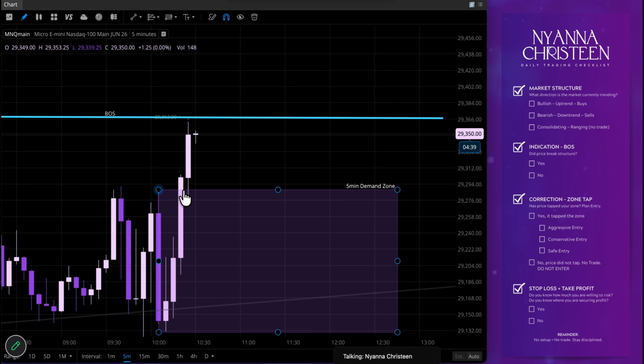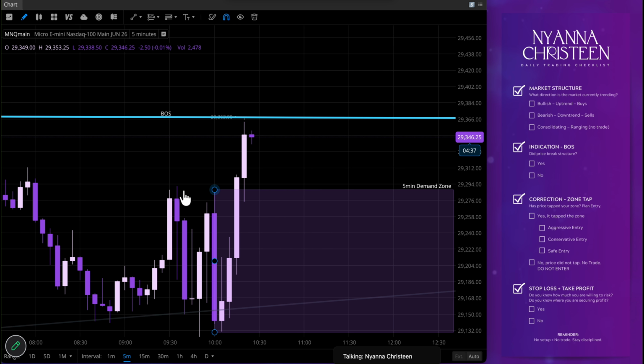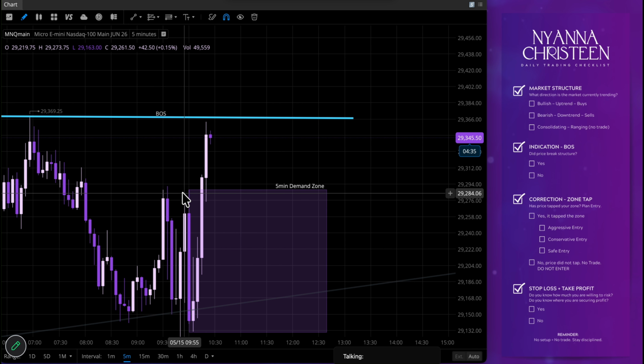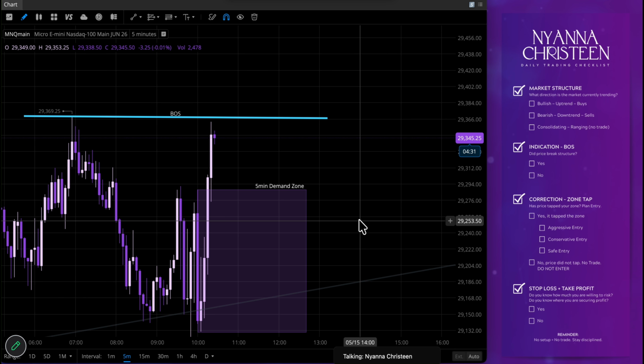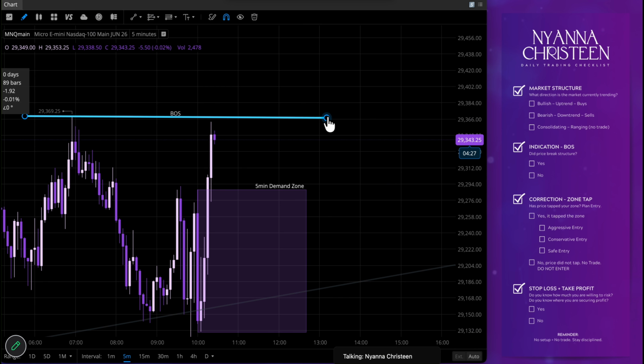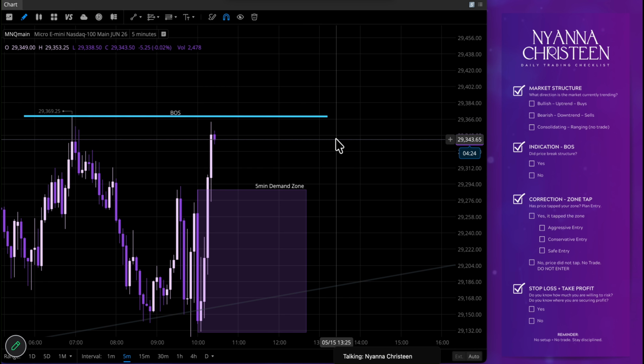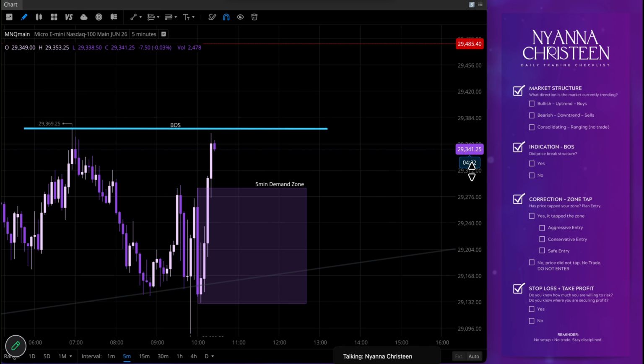No, I gotta wait for the break of structure. I gotta follow my rules. So because I didn't get this break of structure yet, I cannot enter this trade, even though it looks really good. Let me check the 1 minute.